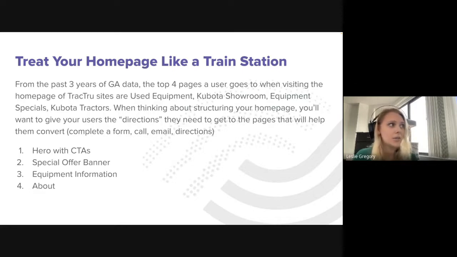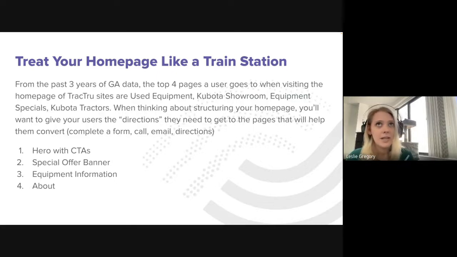So from the past 3 years of Google Analytics data, the top 4 pages a user goes to when visiting the homepage of a TracTru site are first, used equipment, next, the Kubota showroom, third, equipment specials, and then finally, the Kubota tractor section of the Kubota showroom.